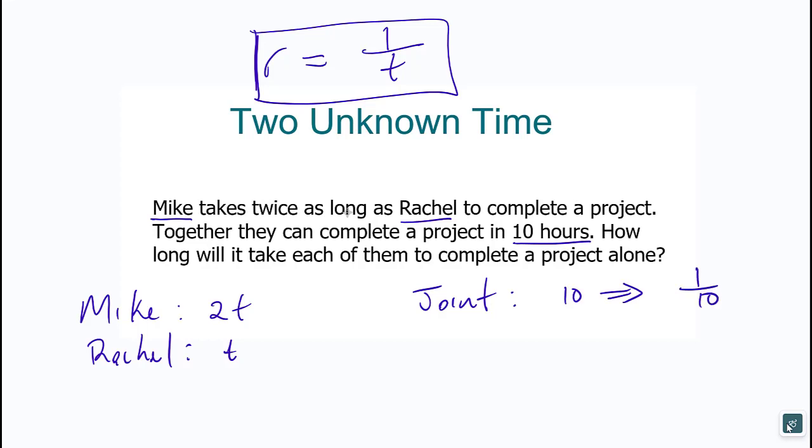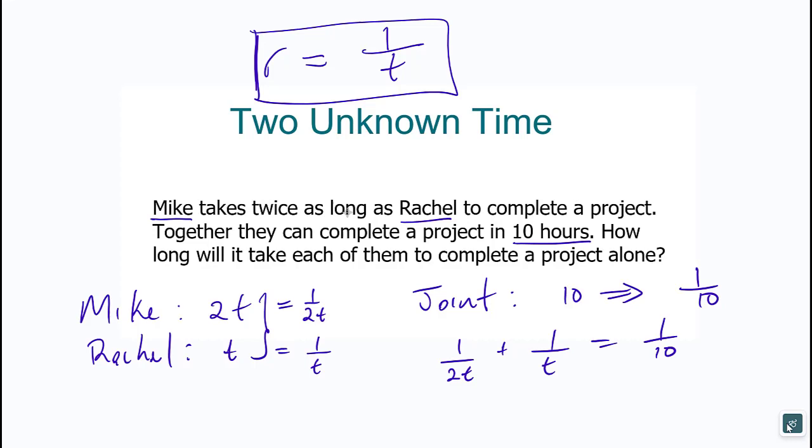This is a simple problem now to solve. The question asks now, how long will it take each of them to complete a project alone? So we need to figure out what t is in this problem. To create the rates for each, the rate for Mike is simply going to be 1 over 2t, and the rate for Rachel is simply going to be equal to 1 over t. As a result, we're going to have 1 over 2t plus 1 over t equal to 1 over 10.